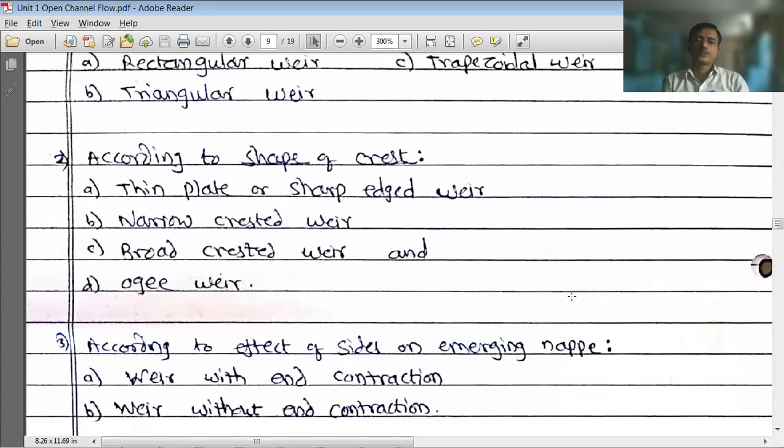Next, according to the effect of sides on the emerging nappe. If there are sides, weir with end contraction; if not, weir without end contraction. If end contraction is there, the emerging nappe will have a narrow width. If it is without end contraction, with no contraction at the sides, the water sheet will fill the whole width and flow. So in such a case ventilation is required. Weir without end contraction.